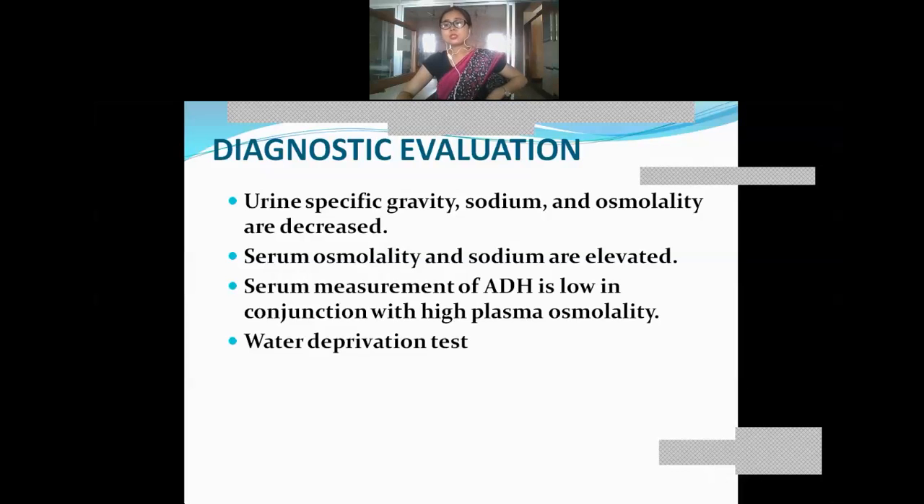So if there is no change in the urine output of the person, meaning the person is having polyuria despite restricted fluid, then vasopressin will be given, and after giving vasopressin, again they will check the urine output. In a patient with central DI, after giving the vasopressin, their urine osmolality will come up to 800 milliosmol per kg, whereas in a patient with nephrogenic DI, the osmolality will be less than 300 milliosmol per kg.